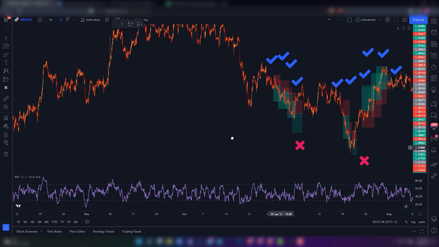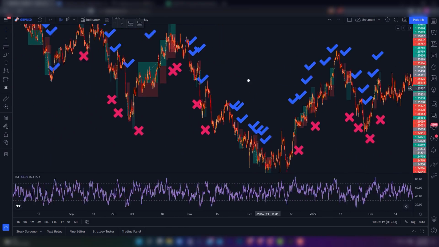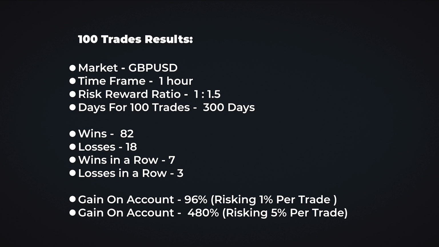Okay, the results are in after the 100 tests, and they're good, so let's check it out now. This was done using a 1 to 1.5 risk to reward ratio on pound against the US dollar. It took 300 days of price data to find the 100 trade signals, which is actually very good for a 1-hour time frame. There were 82 winners and 18 losses. This is a really good win rate because our risk reward ratio is 1 to 1.5. The most won in a row was 7, and the most lost in a row was 3.